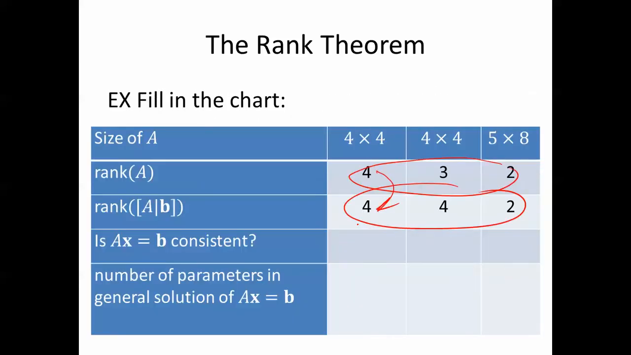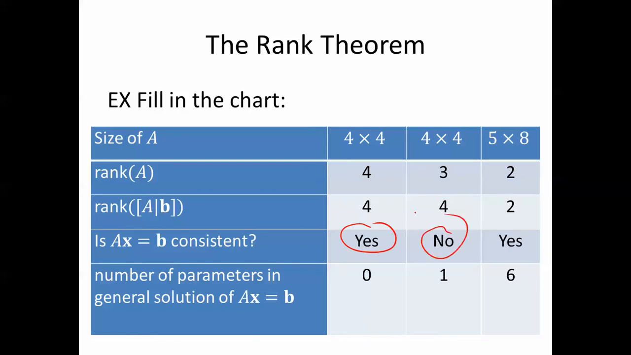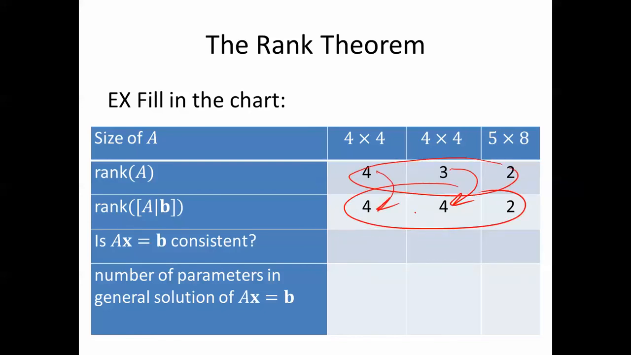How about in this example? Notice that the rank changes when we append B to A. So this is not consistent. The answer would be no. And then notice this one too. The rank is 2, the rank is 2. It doesn't change, so AX equals B must be consistent.